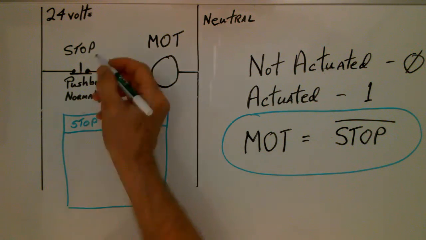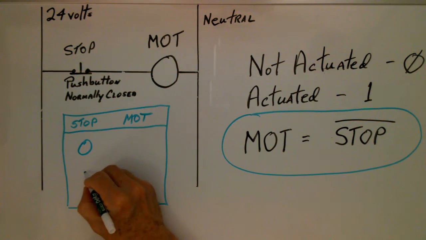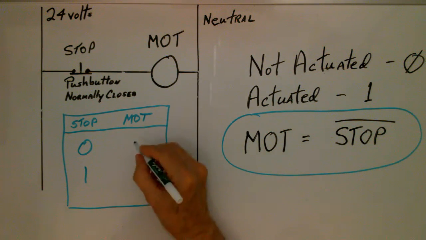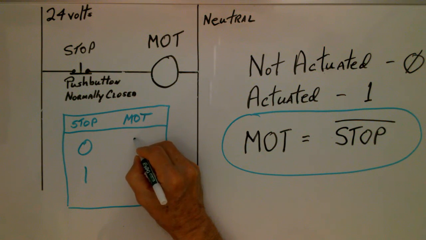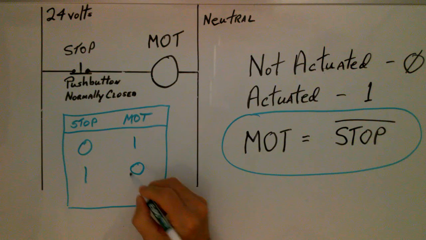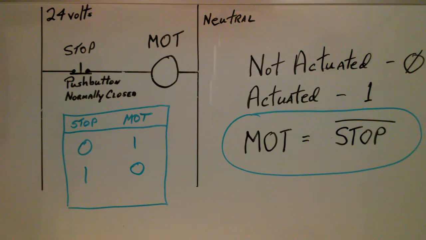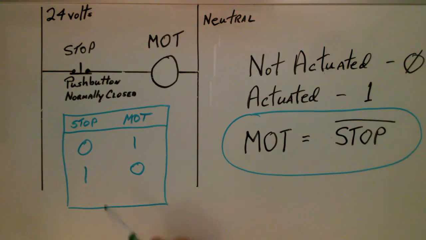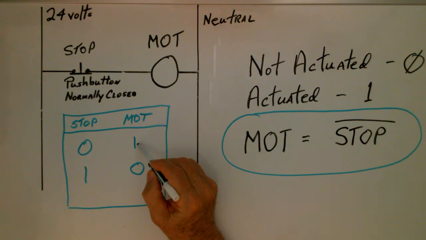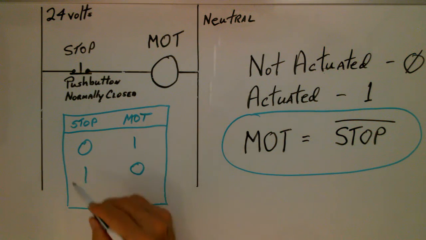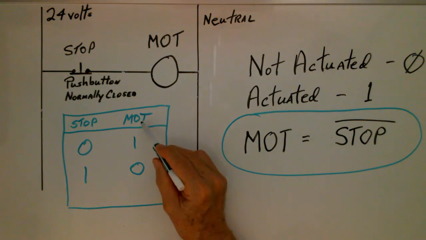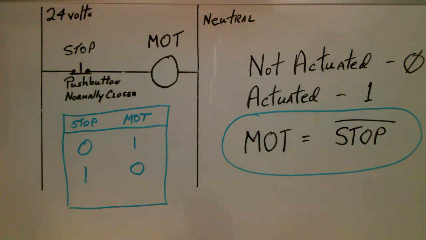So, the stop button, not actuated, actuated, and the MOT coil will be the inverted column of stop, which says that I've got a 1 and a 0. So if the stop button has not been actuated, 0, then the MOT coil will be turned on. If the stop button has been actuated, it's equal to a 1, the MOT coil will be turned off.